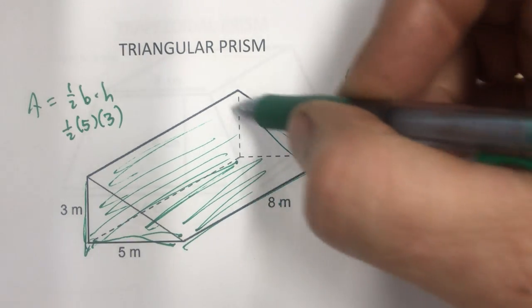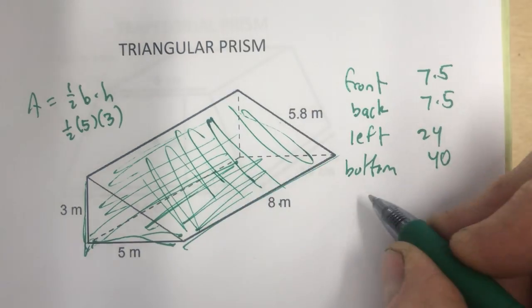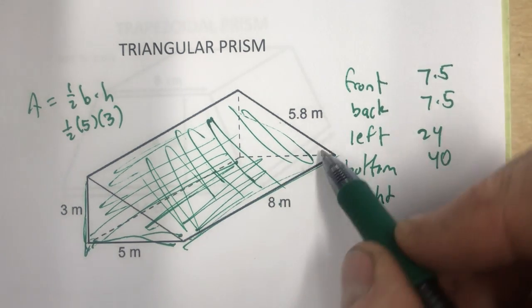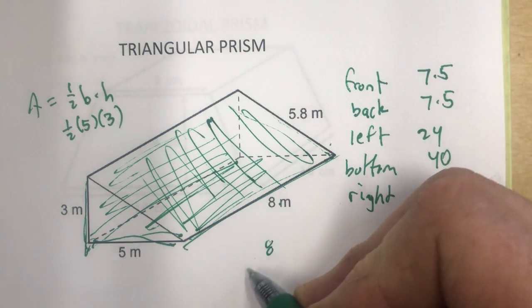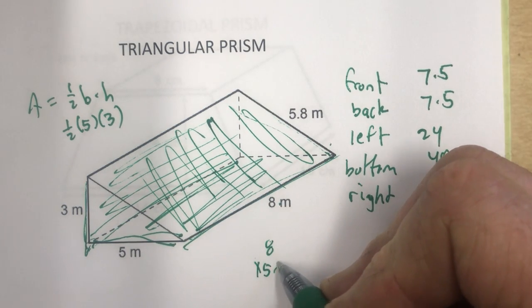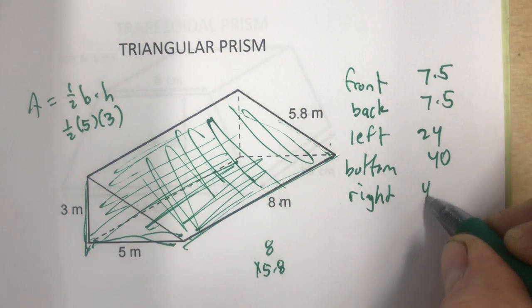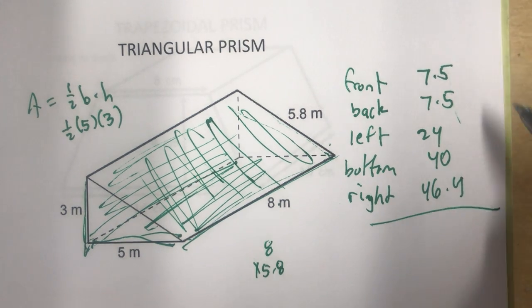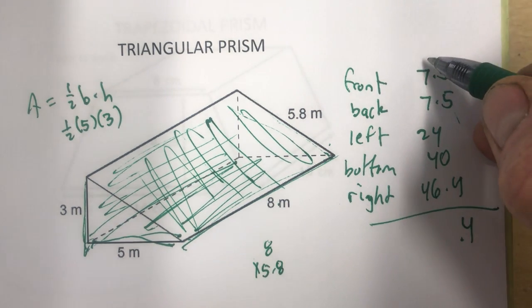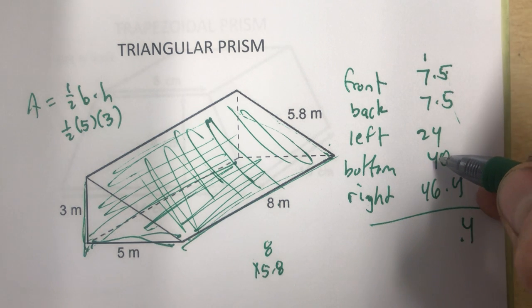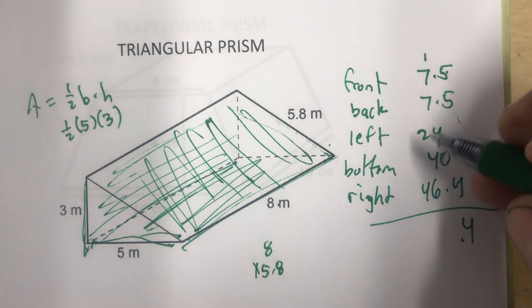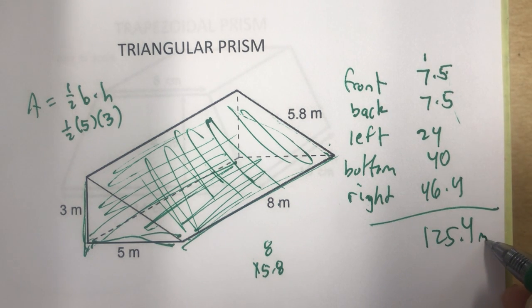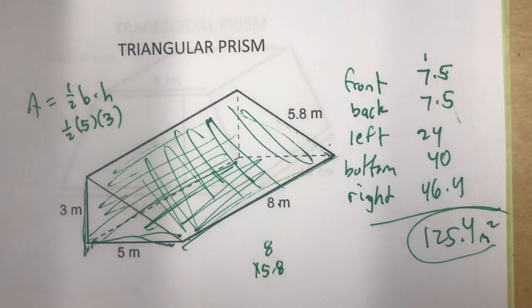And then we got this piece right here on the right. It's 8 long and it's 5.8 tall. So it's going to be 8 times 5.8, which is 46.4. And there you go, that's all my surfaces. So I add these up. So 5, 10, 14, carry 1, 15, 39, 79, 125. And this is square meters. There you go, that's my surface area.